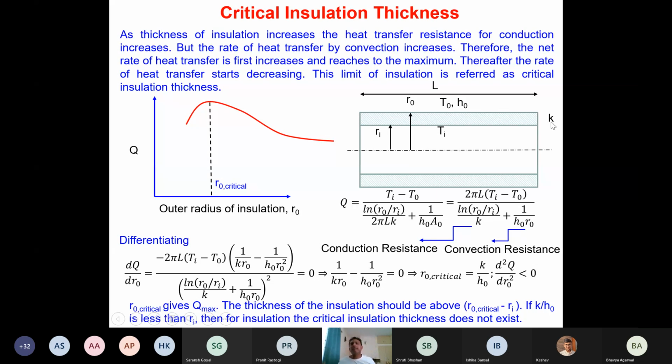Since the pipe is carrying liquid or steam, the heat transfer coefficient inside the pipe is assumed to be very high, and therefore the resistance accounted for by this inside heat transfer coefficient is much lower compared to the other two resistances, the conduction resistance through the insulation as well as the convective resistance outside the pipe, and therefore this particular factor is neglected.